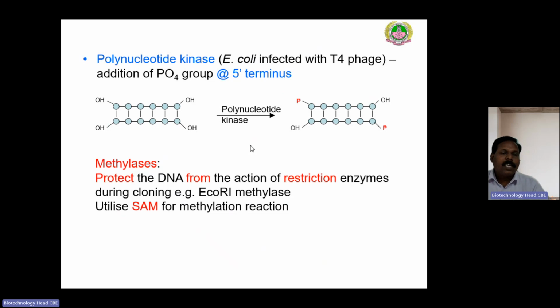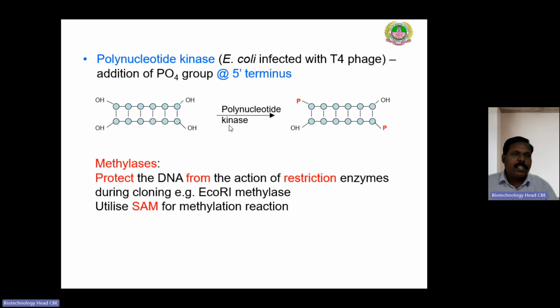The third DNA modifying enzyme is polynucleotide kinase. This is isolated from the E. coli bacteria infected with T4 phages, and this enzyme adds a phosphate group to the 5' terminus. So here you can see a template DNA where all the ends have a hydroxyl group and there is no phosphate moiety. The phosphate group can be added when you treat it with the polynucleotide kinase.